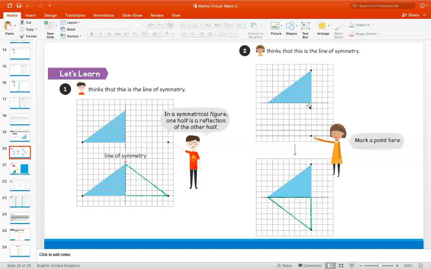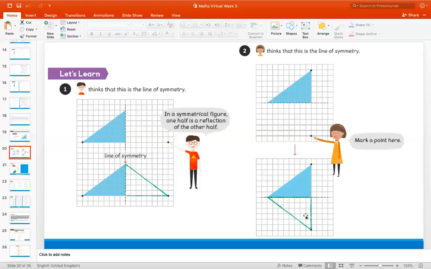So we can see that it's 1, 2, 3, 4, 5, 6. So then what does she need to do? She needs to go to the line of symmetry, go here in the center and count down 6 to know where her point would be. So she's done 1, 2, 3, 4, 5, 6. And then she's drawn her complete figure.